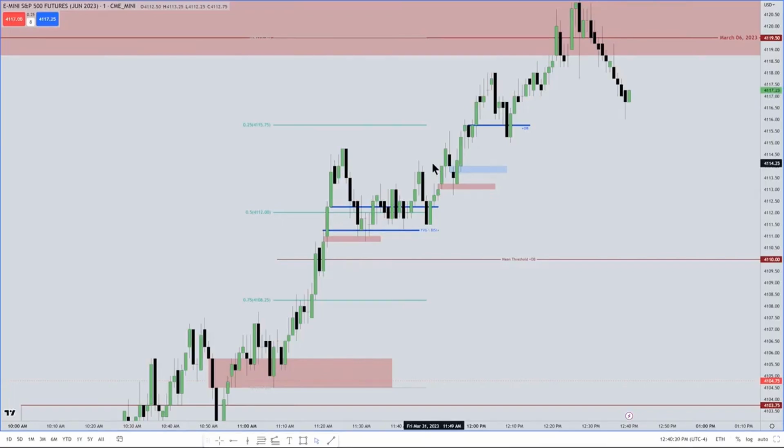Something else to look at. Volume imbalance I noted, and then when we gapped with this opening price here, I said, this is another volume imbalance, watch that one.